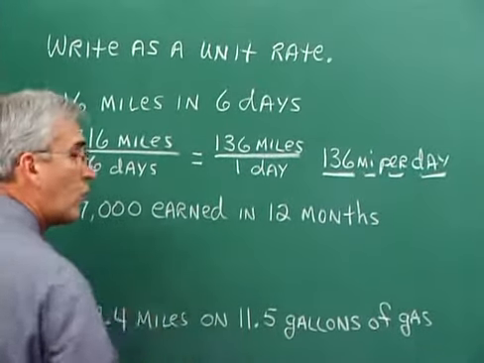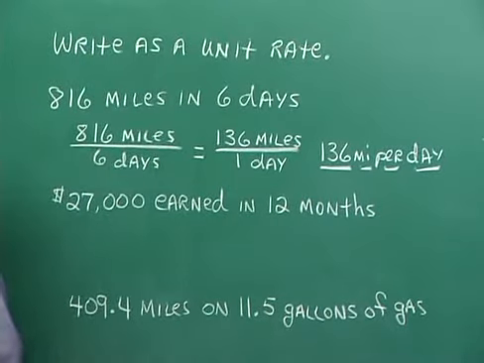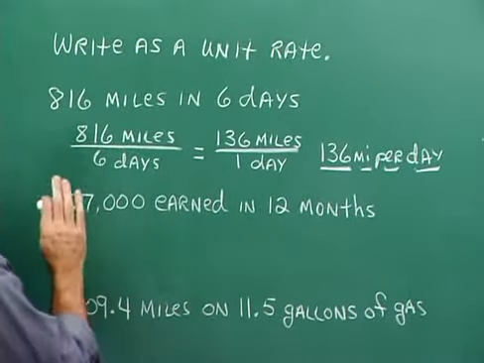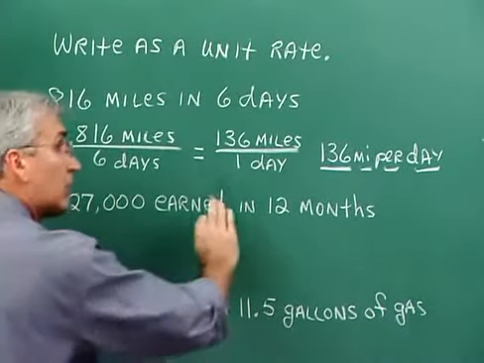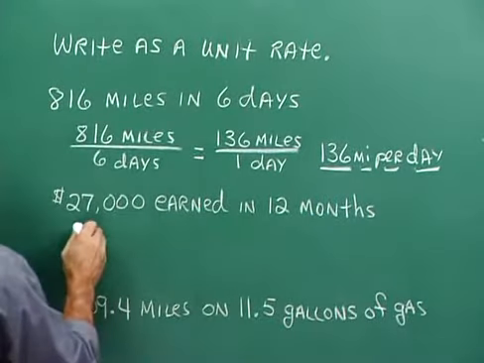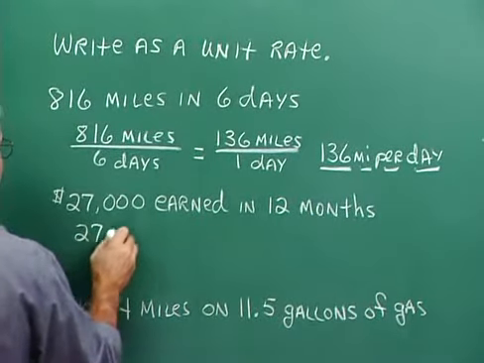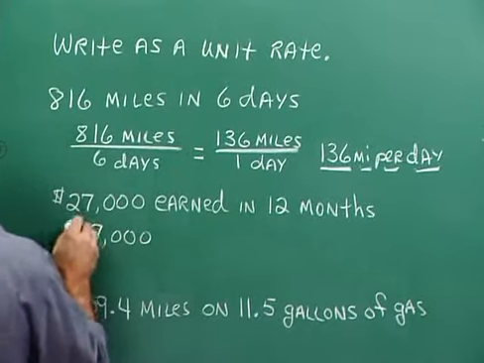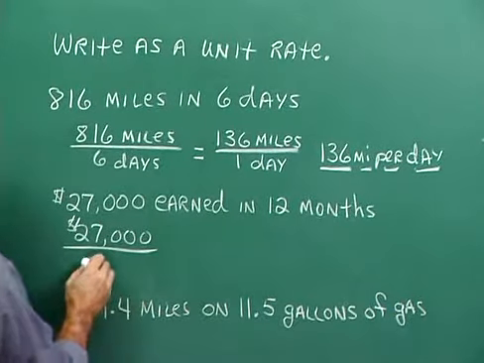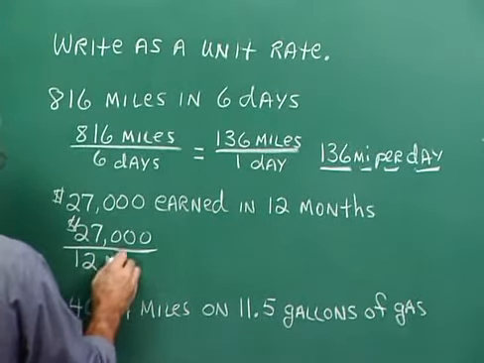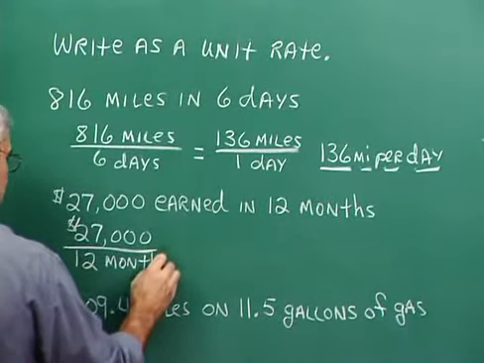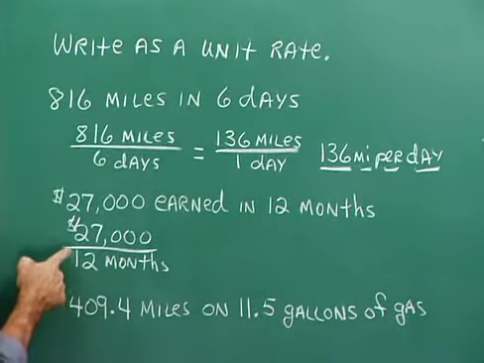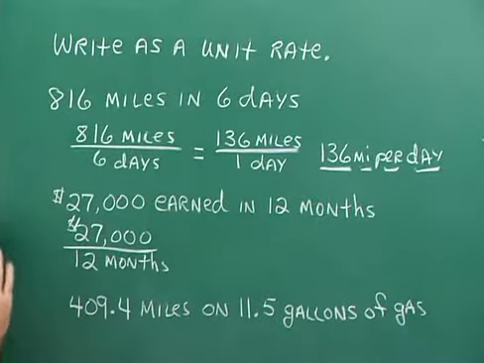$27,000 is earned in 12 months. Suppose we want to write the unit rate, or the amount earned per month. So we would be thinking of it like this: $27,000 in 12 months. And again, we want to divide 12 into 27,000, and we would hope that it goes evenly. And it does in this case.